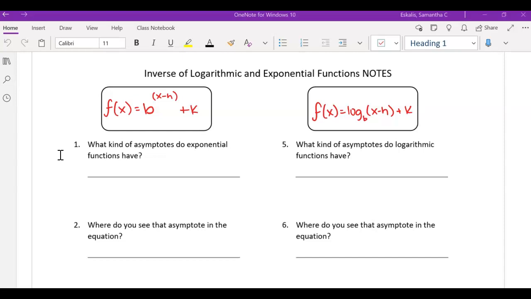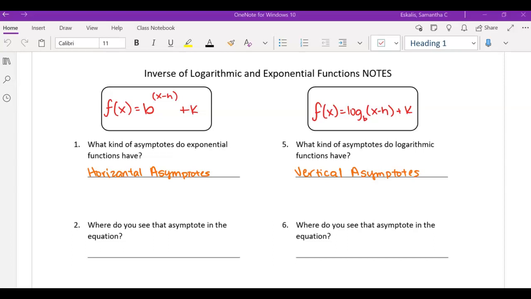So what kind of asymptotes do exponential functions have? Well, if we were to look at a graph of an exponential function, we would know that they have horizontal asymptotes. Logarithmic functions have vertical asymptotes, so they're opposite. Exponentials have horizontal, and logarithmic functions have vertical asymptotes.